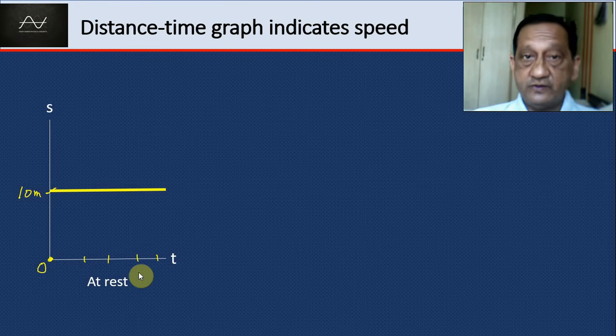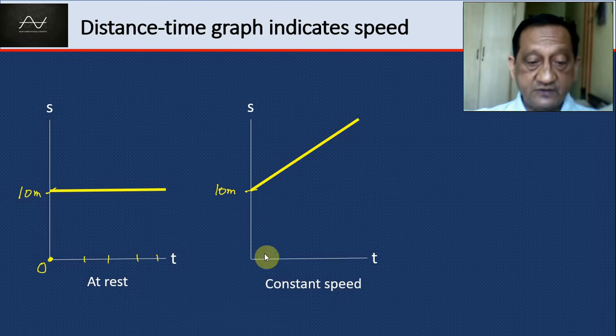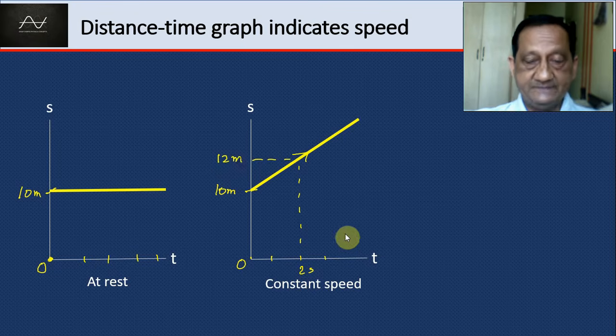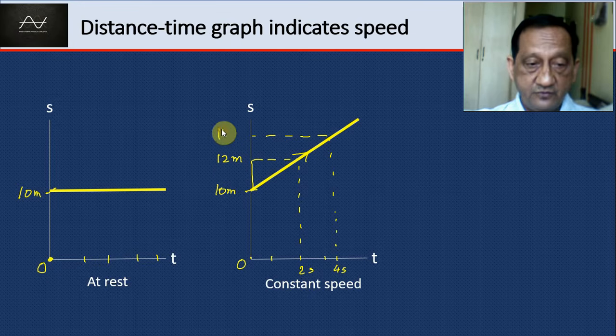Suppose it is moving with a constant speed. The initial distance from the origin was 10 meters, but as time increased, the position is increasing like this. Say, for example, at time t is equal to 2 seconds, the position was 12 meters. In 2 seconds, it has covered 2 meters. And suppose I take 4 seconds, then at 4 seconds, it has come to a position which is 14 meters, right?